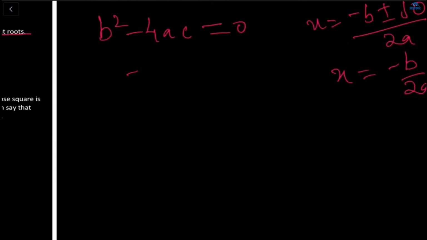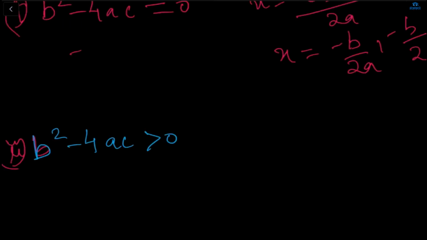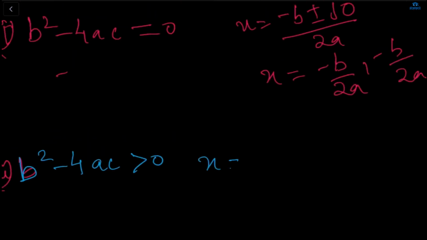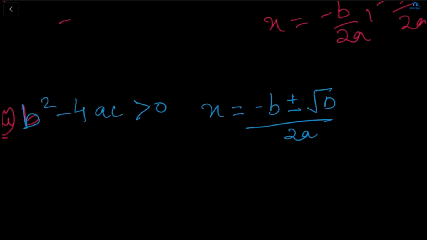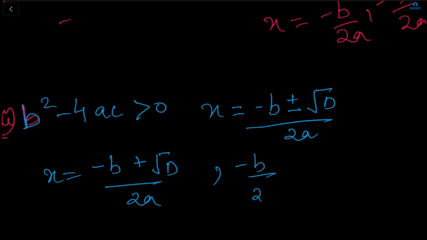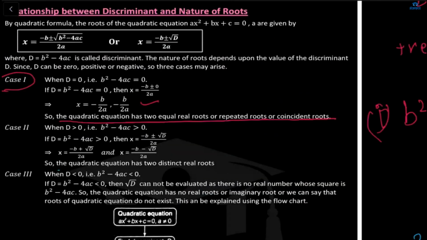Now the second case: b square minus 4ac is greater than 0. If b square minus 4ac is greater than 0, then you will get two different types of roots. Two distinct roots you will get. Now, what are the two distinct roots? x will be equal to minus b plus root D upon 2a, that is one root, and minus b minus root D upon 2a is the other. So you will get two distinct roots. Understood? See here, it is written that the quadratic equation has two distinct real roots, and the value will be this.